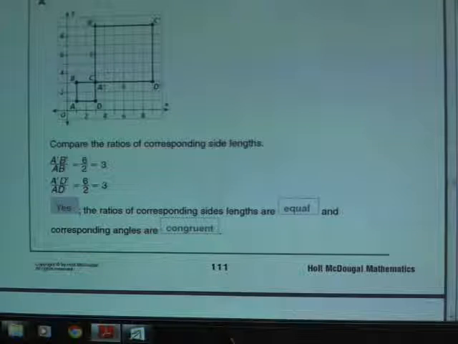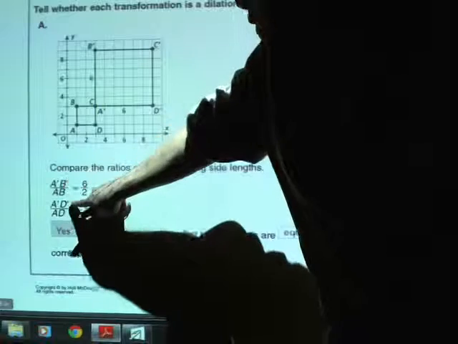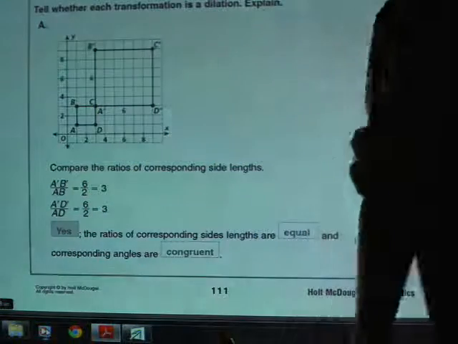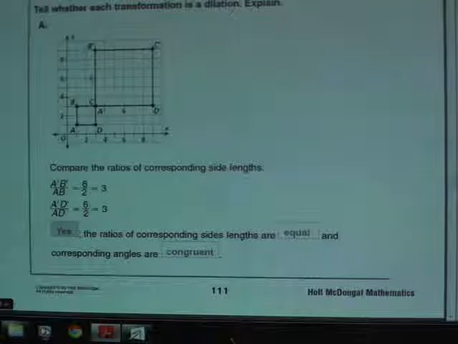Alright, so let's go ahead and take a look at the first example here. It's asking me to tell whether each transformation is a dilation, and we are to explain. So let's go back and talk about some notation here quickly. Here you can see they've got these marked AB with the little marks, AD with the little marks. Remember, that indicates that that is the image, the after, what you have after you've changed the shape. The ones without the marks, those are the pre-image, the before, what you started with here.